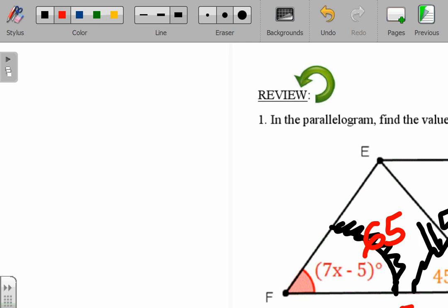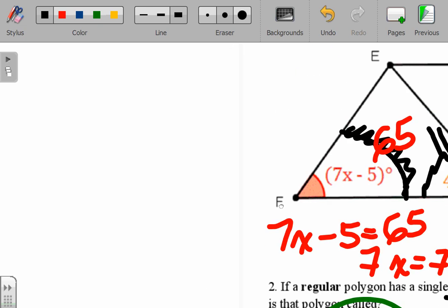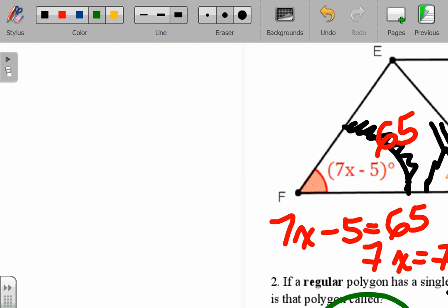X equals 10. This is a regular exterior, so we have one exterior angle equals 360 over the number of sides. And in this case, we're going to replace one exterior angle with 36. Cross multiply. And of course, n is 10, but I don't ask you just for the number of sides. It is going to be called, of course, a decagon.